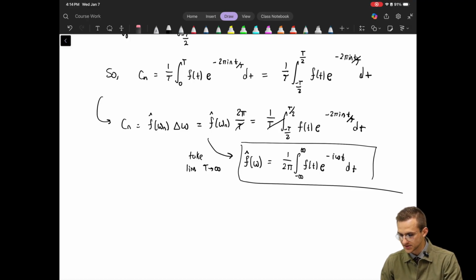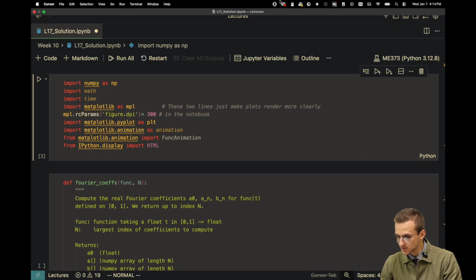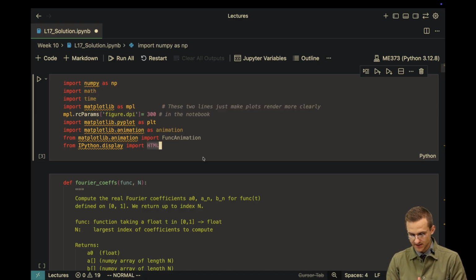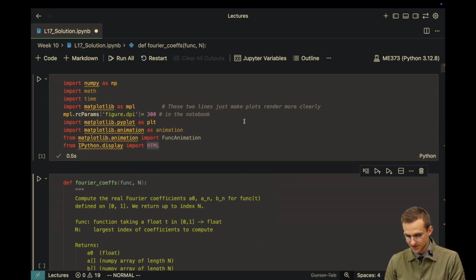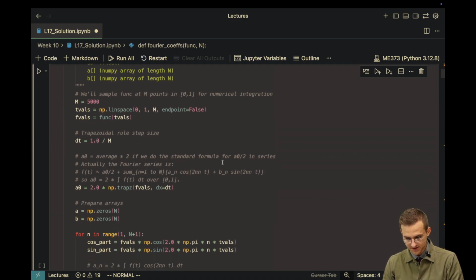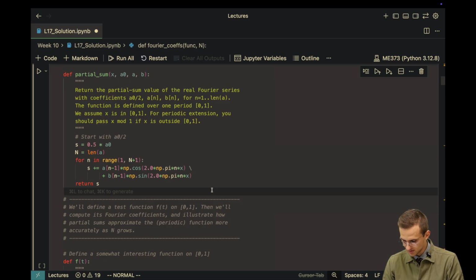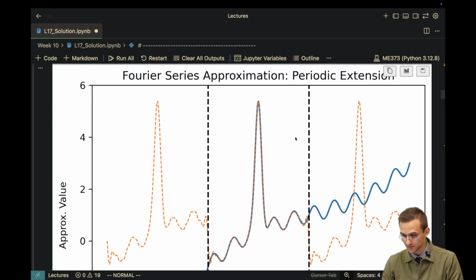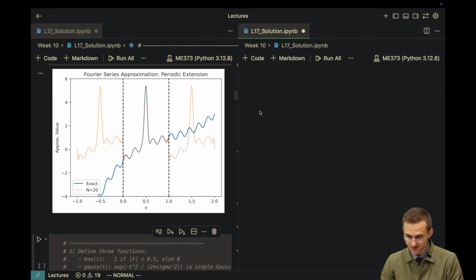Okay, so now we're going to go ahead and play with a bunch of Fourier series stuff. I have this notebook. I'm not going to do any live coding here, I'm just going to show you a bunch of plots. So let's see what this is doing. Yes, this is really where you can see what I mean by periodic extension.